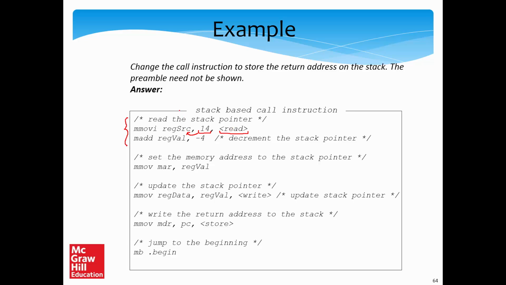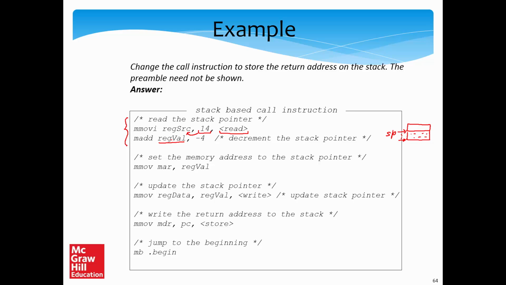Once we have done that, the value of the stack pointer will be in the reg val register, which is the output of the read micro instruction. So now we will decrement the value of reg val by 4, which essentially means that we are creating some space on the stack. If this is the last element on the stack, we are decrementing the stack pointer by 4 bytes, which is the size of an integer in a 32-bit system, and we are creating some new empty space where something can be stored.